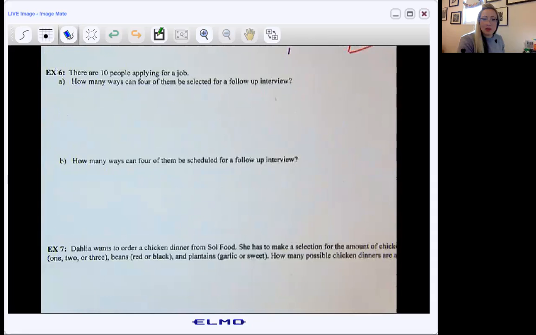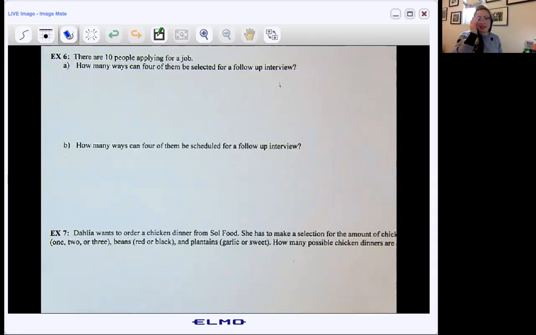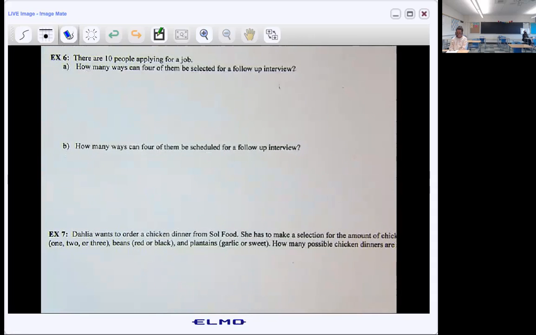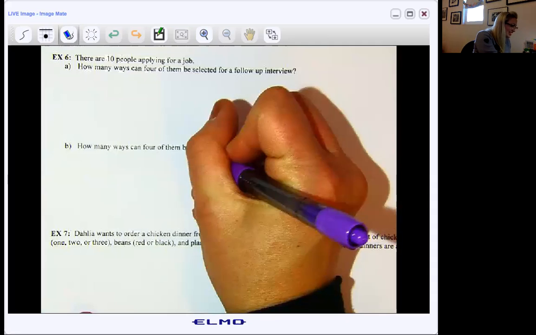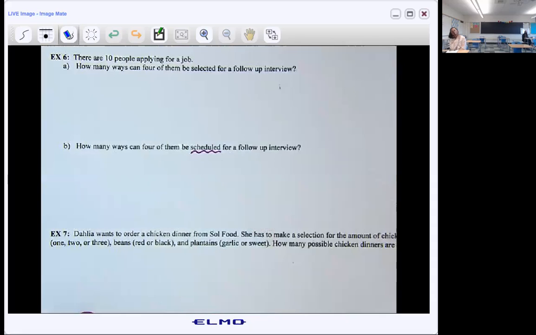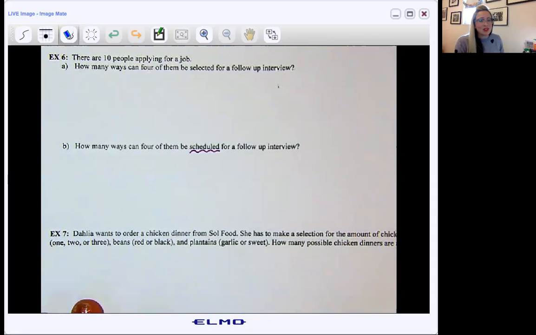All right, a couple more and then we're almost done. So example 6, we have 10 people who apply for a job. We have 2 situations. So decide which one is the permutation, which one is the combination. So how many ways can 4 of them be selected for a follow-up interview? That's scenario A. B, how many ways can 4 of them be scheduled for a follow-up interview? So that keyword, that key identifier for me comes in part B where it says scheduled. So if I'm scheduling, there's an order to that, right? There's an order to that.